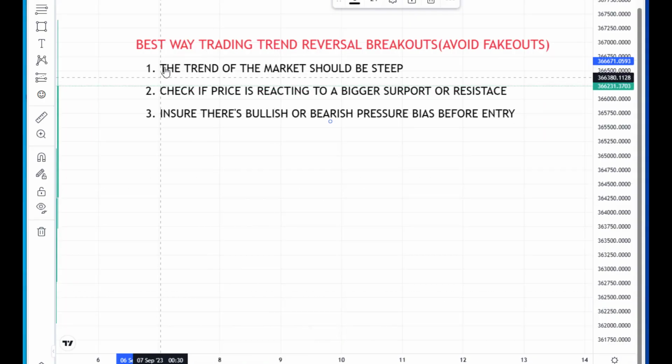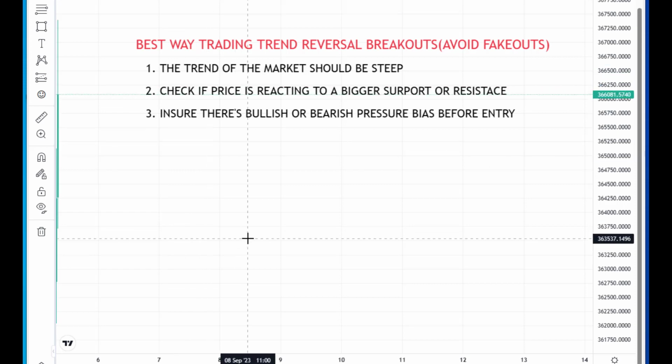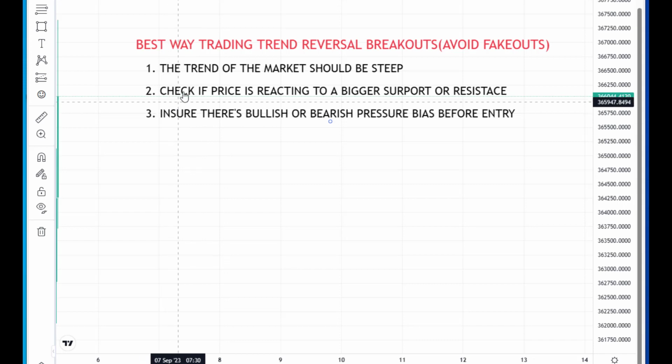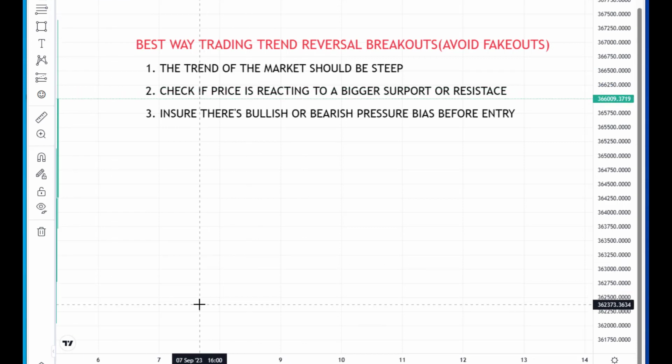So these are the three indicators that will give you a high edge or high probability of winning breakouts. Number one, the trend of the market should be steep. When I mean a steep trend, you see that there are sometimes where you draw your trend lines, and they will not be as steep. So sometimes you draw your trend line, and they will happen to be this steep.